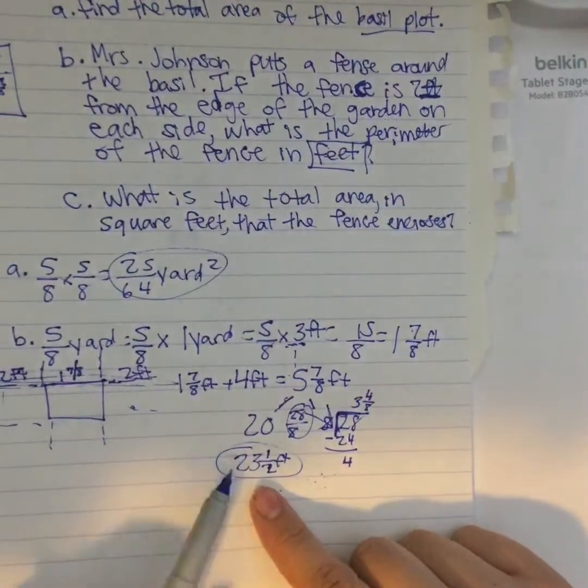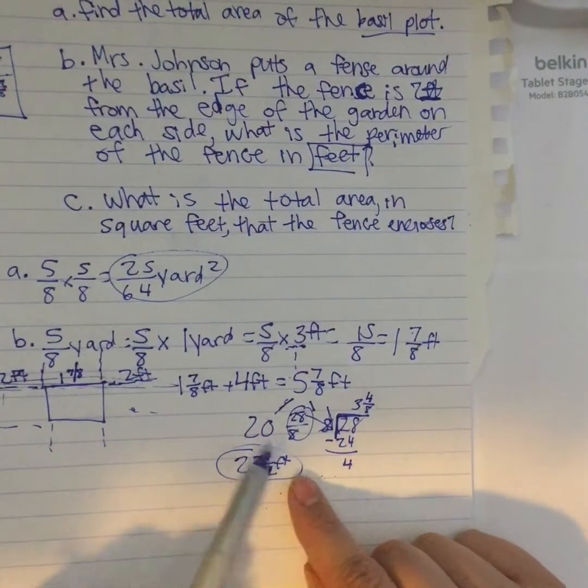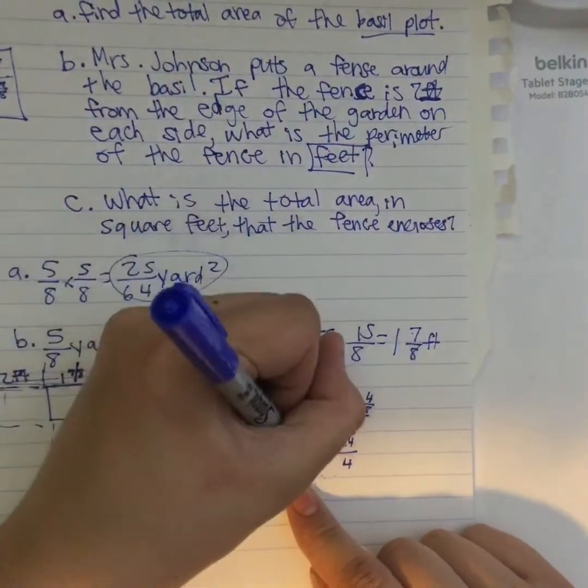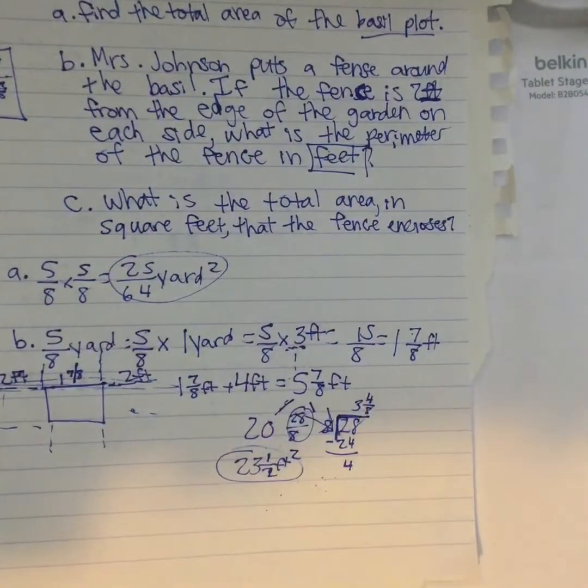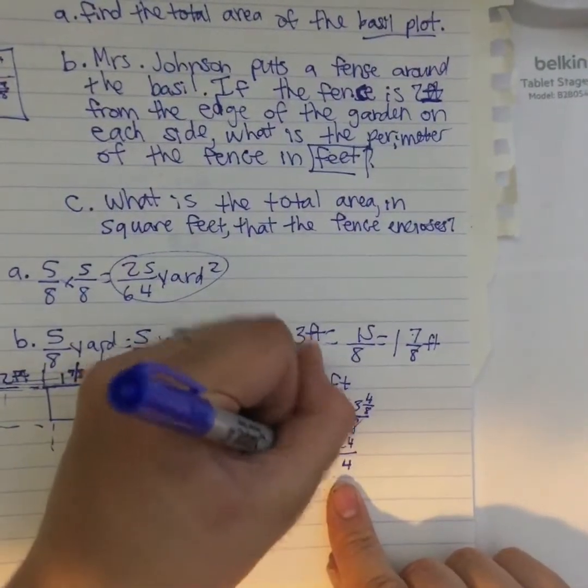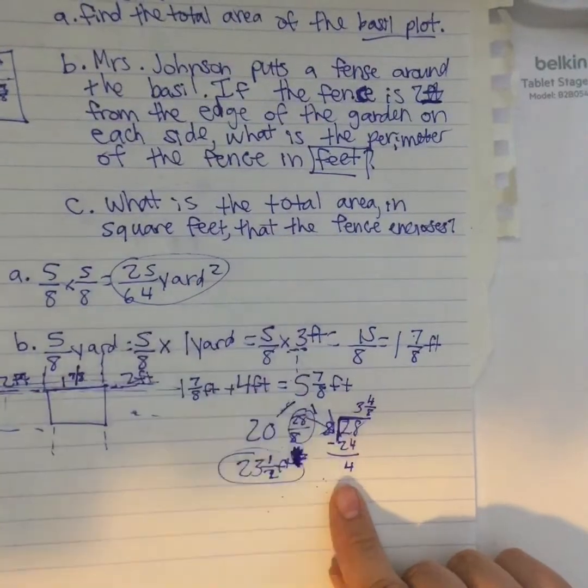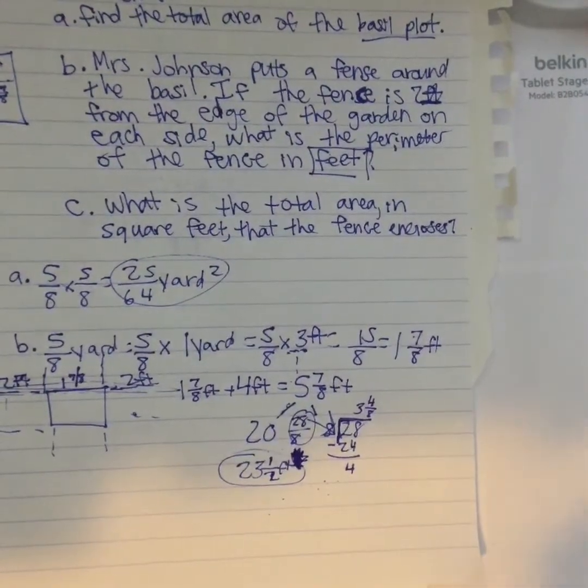The perimeter of our shape is 23 1/2 feet squared. Remember, because, oh wait, no, perimeter, not squared, eek, not squared, area is squared. All right, moving on to C.